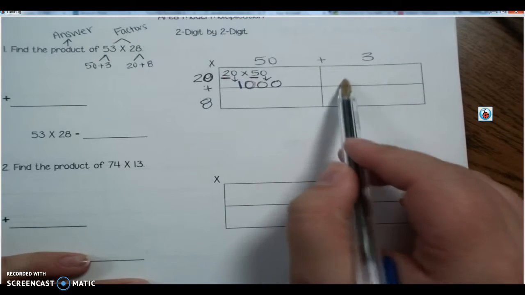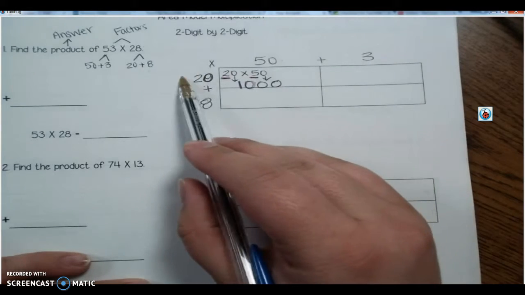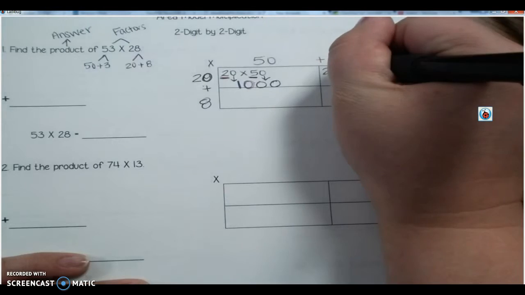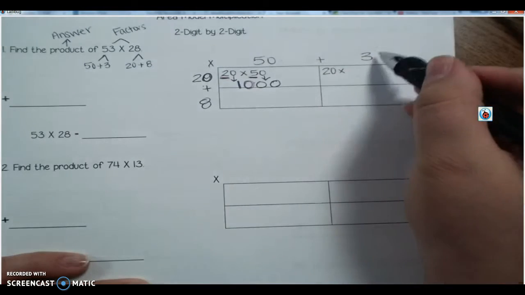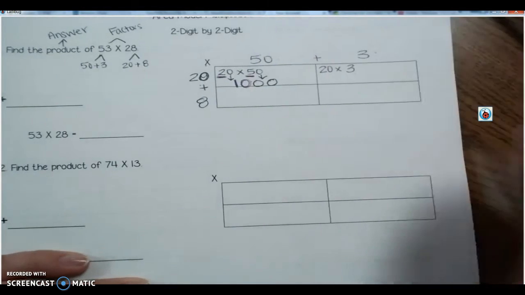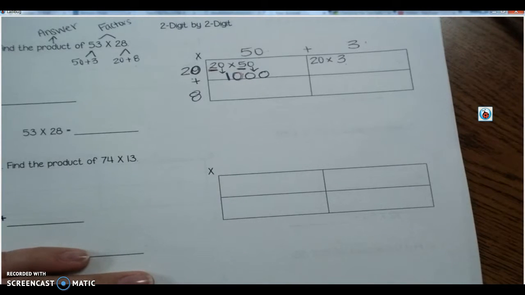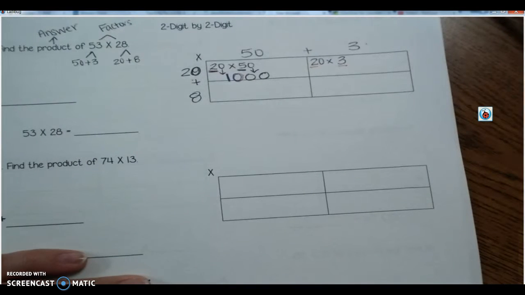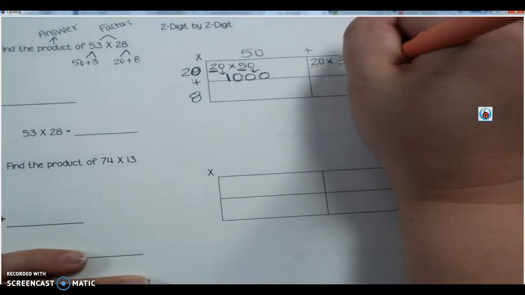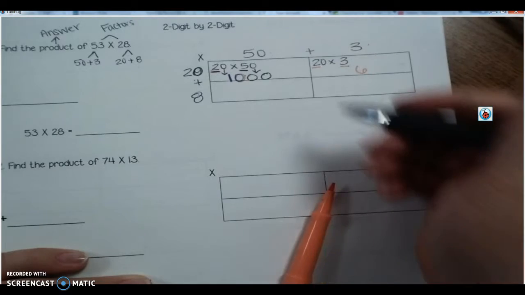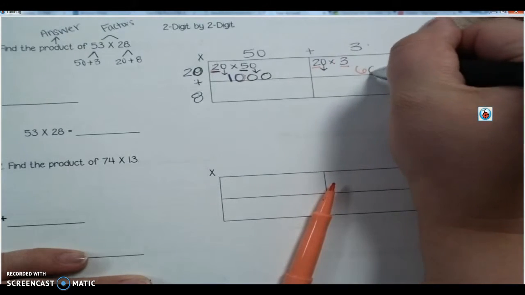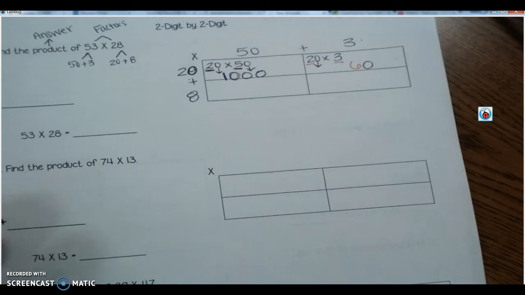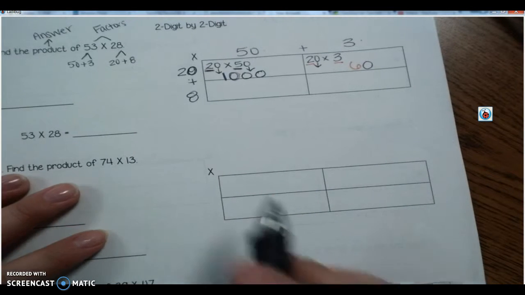For the numbers in this box, remember I'm going to look over. I'm going to multiply 20 times, look up, 3. I'm working with a larger number with 20, so I'm going to ignore the 0 to start. 2 times 3 is 6. And then I have 1 zero that I'm going to drop down right here. So 20 times 3 equals 60. That's it for the top row.